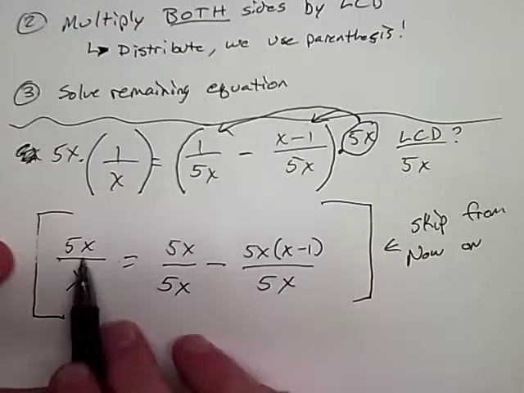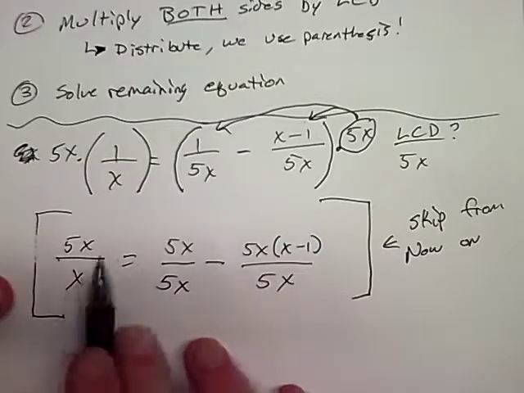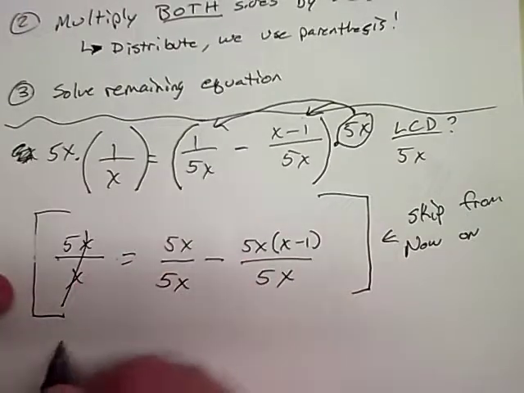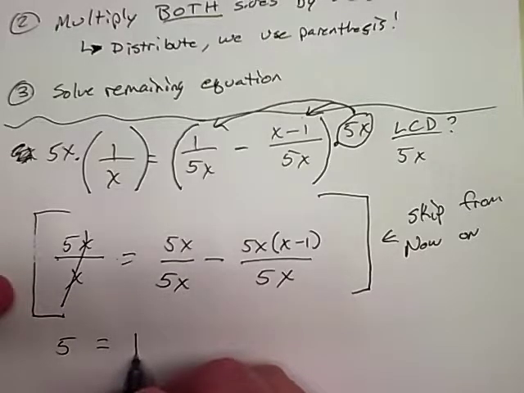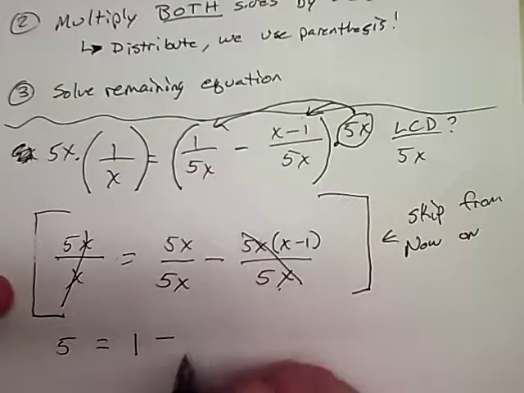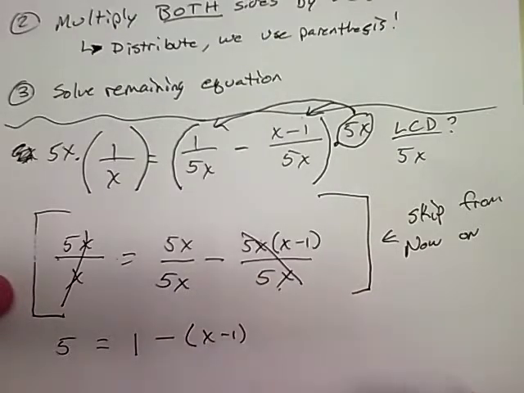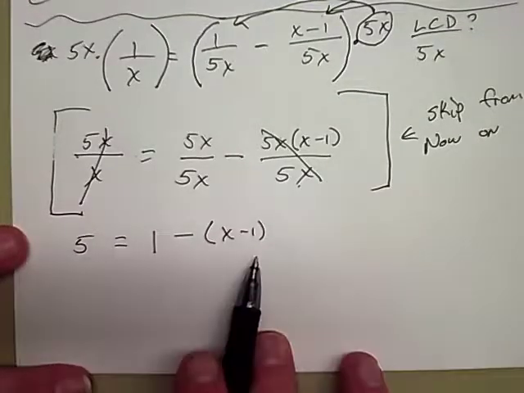Well, then let's see what cancels here. The x divided by x is gone, and now I'm left with 5. 5x divided by 5x is 1. Minus this 5x divided by that 5x is gone, and I have an x minus 1. Well, this is not so terrible now.